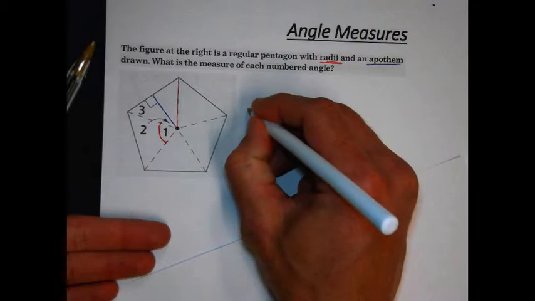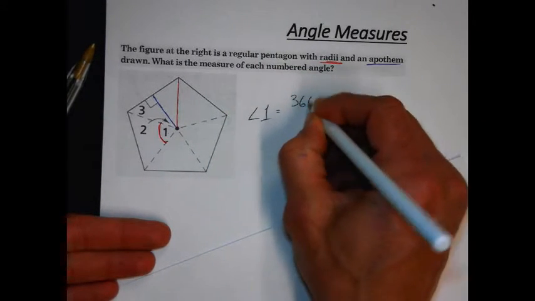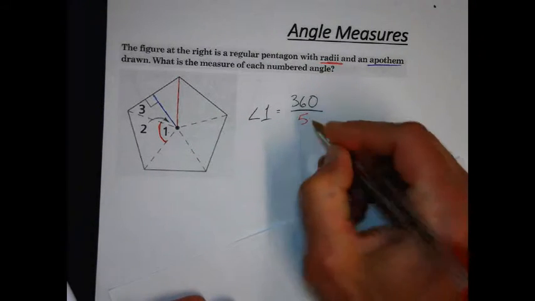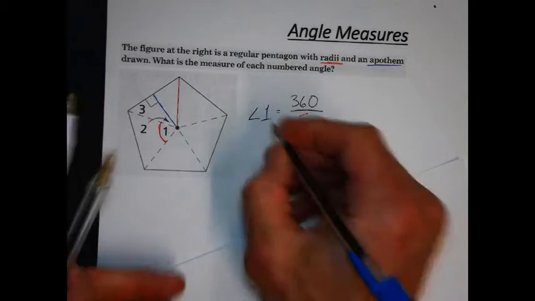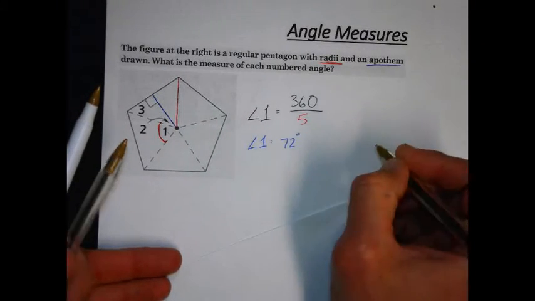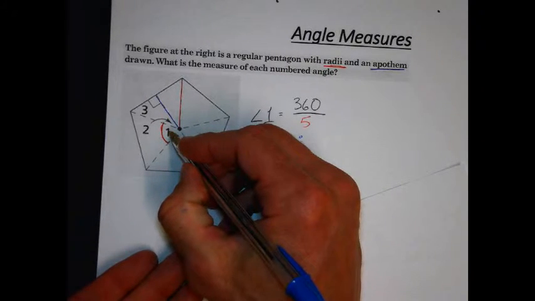Right? So angle 1 is going to be 360 degrees divided by the number of sides. In this case, it's going to be 5. All right? So we use our calculator, and we find out that angle 1 is going to be a measure of 72 degrees. So this is angle 1.